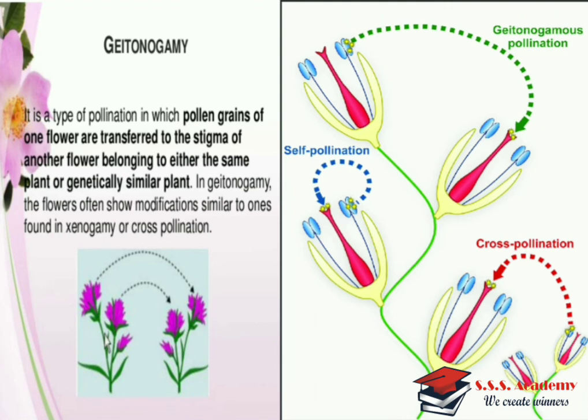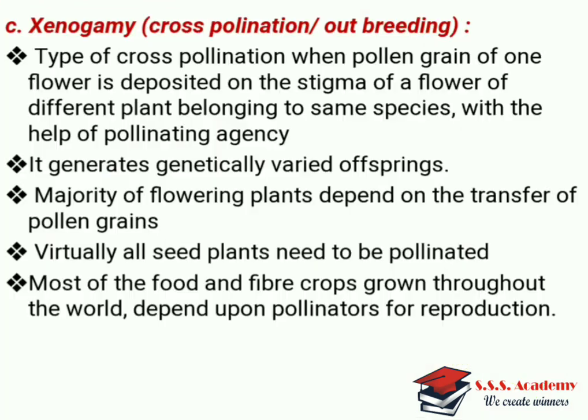Self pollination देखो, जहाँ पे pollen grains from the same plant, from the same flower get deposited to the pistil of that flower, and cross pollination में plant ही अलग है. Okay, flowers are different and the pollen grains from one flower get deposited to the pistil of another flower, that is so called as cross pollination. Okay, so xenogamy, that is cross pollination or outbreeding.